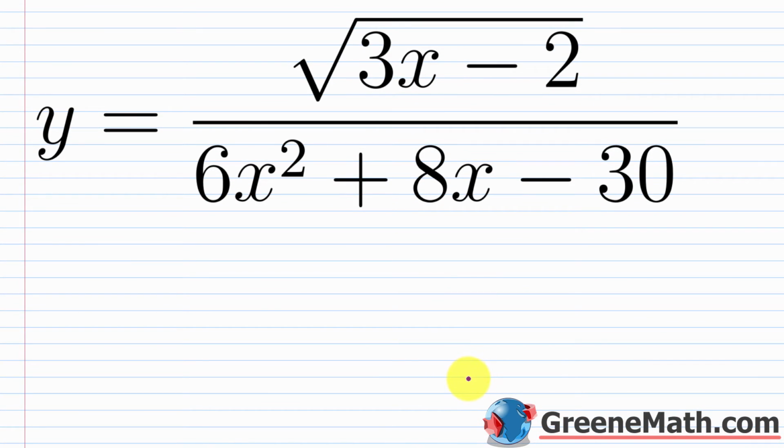And again, you're going to have two different things that you have to consider. The first thing is you have a square root in the numerator. And the second thing is you have to consider the denominator and division by 0. So let me start out.